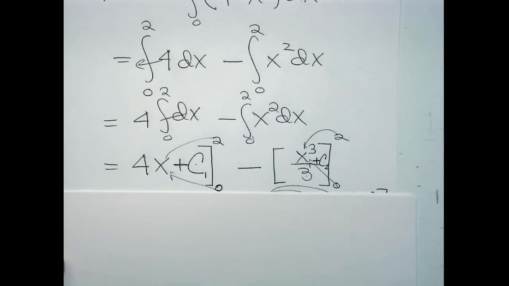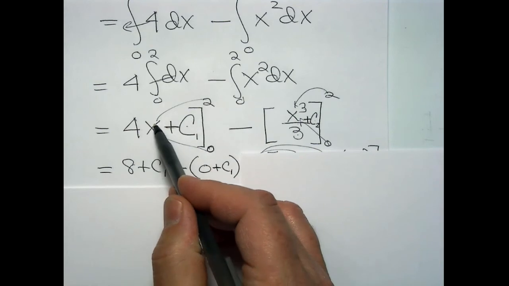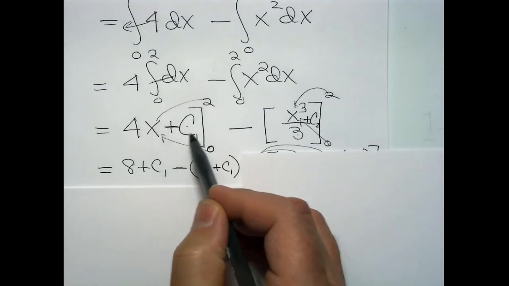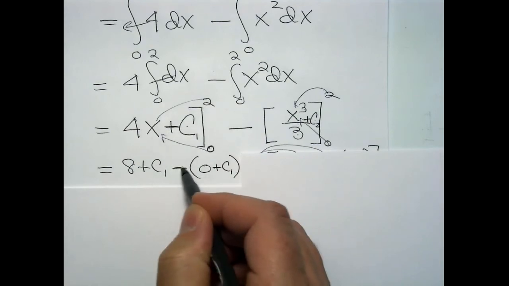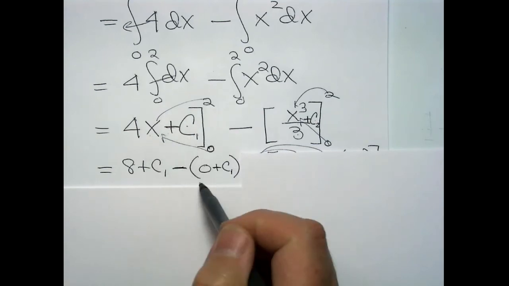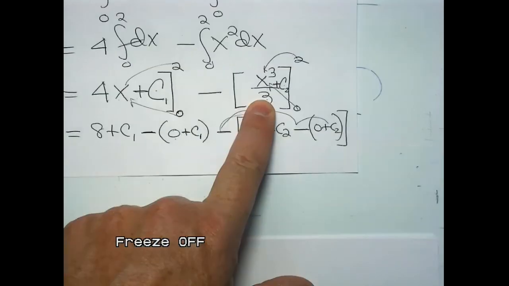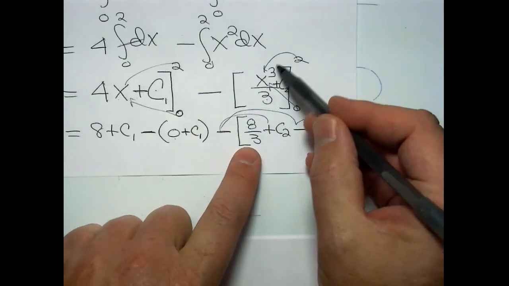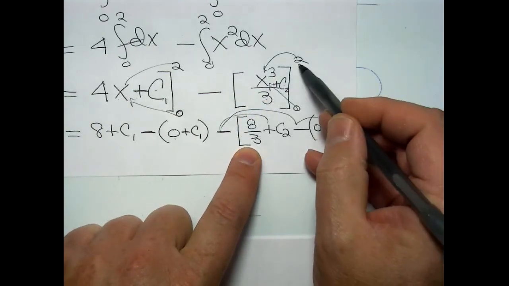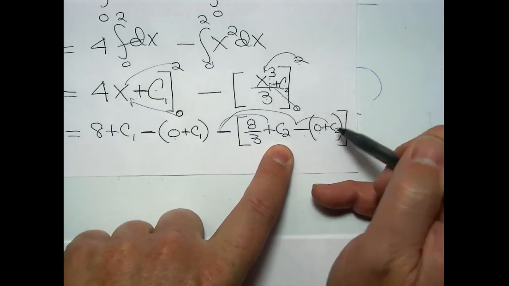We get there by plugging in our limits of integration. So starting with the 2. The 2 goes in, you plug it in, you get 8 plus c1 minus, and then you put the 0 in, 0 plus c1. So that 0 doesn't contribute all that much. Over here, x cubed over 3, we plug the 2 in first, and we get 8/3 plus c2. We plug the 0 in, minus, we get 0 plus c2.